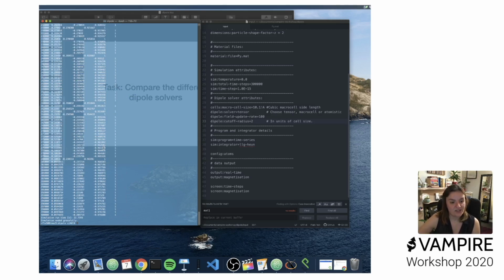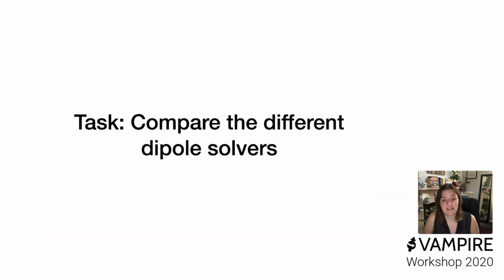So now our simulation has finished running. We can see that this time the magnetization has a strong out of plane component. So it's strongly along Z. Okay, so the next thing that we want to do is compare the different dipole field solvers. As I told you, there are already 3 dipole field solvers implemented in Vampire: the atomistic, the macrocell, and the tensor field. So I want you to compare the 3 different types of solver and see things like speed and output magnetization.